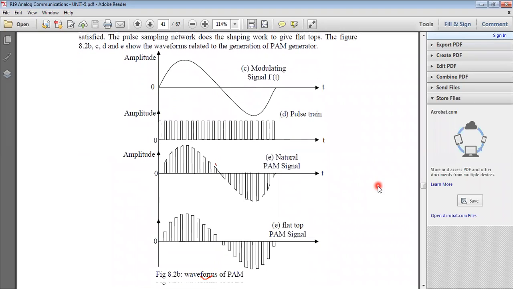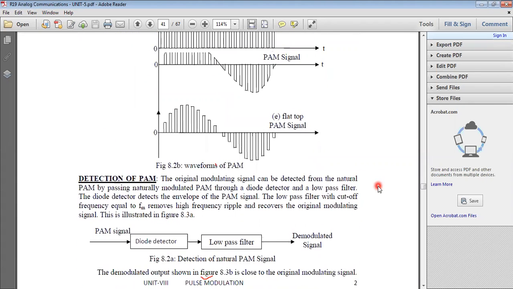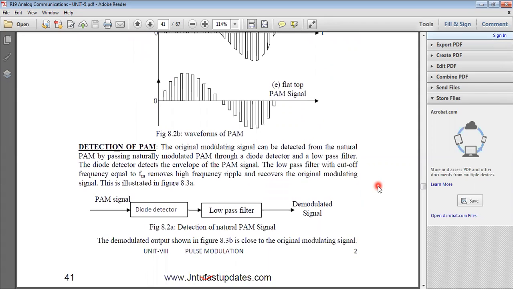These are the waveforms for PAM. So this is the generation of PAM signal. Now coming to the detection of PAM, just with the help of a diode detector. With the help of the diode detector, we got our original message signal.